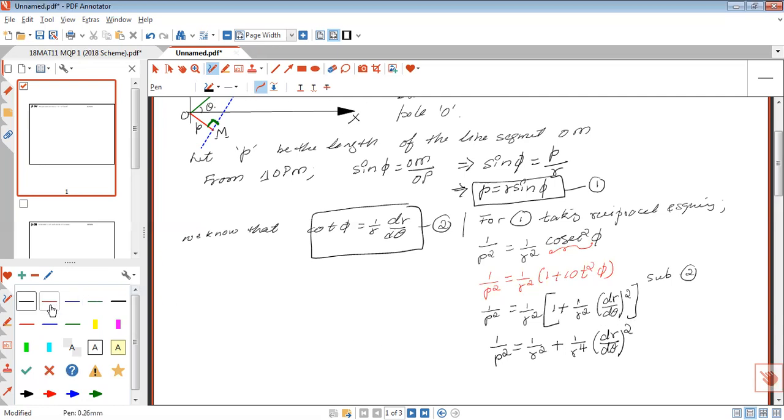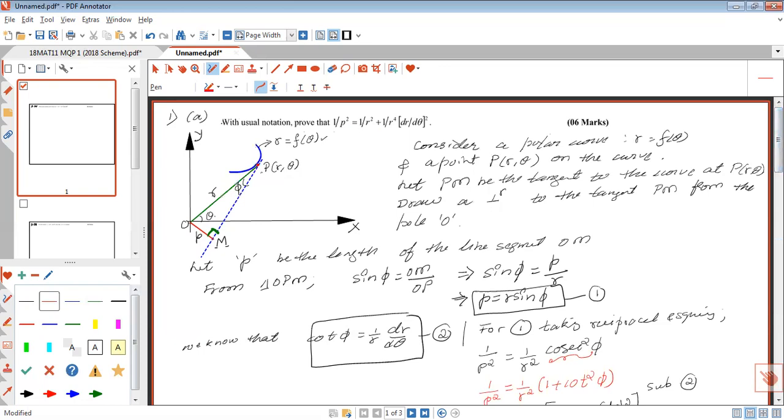So 1 by p square equals 1 by r square plus 1 by r to the power 4 times (dr by d theta) the whole square is the pedal equation of the polar curve. So we have proved, with the usual notation, that 1 by p square equals 1 by r square plus 1 by r to the power 4 times (dr by d theta) the whole square. Hence the proof.